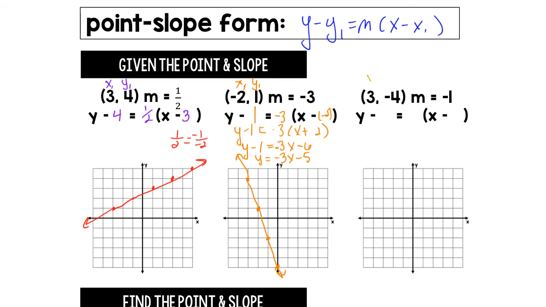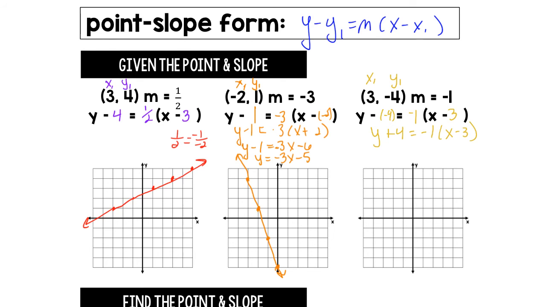One more, we're going to list x1 and y1 as 3, -4, and we know the slope. So the equation is y minus y1, which is -4, equals m times x minus x1. Got to simplify just a touch. Y plus 4 equals -1 times x minus 3.